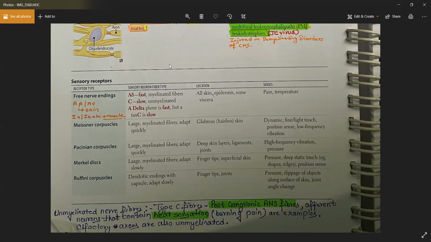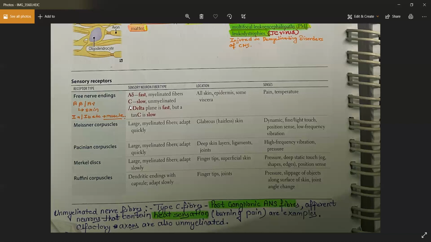Then you need to know about the sensory receptors, which are found on your skin. First you have the free nerve endings. The free nerve endings are found in all the skin, epidermis, and some viscera also, and they basically sense the pain and the temperature. And the nerve impulses are taken up by the A delta fibers and C fibers.